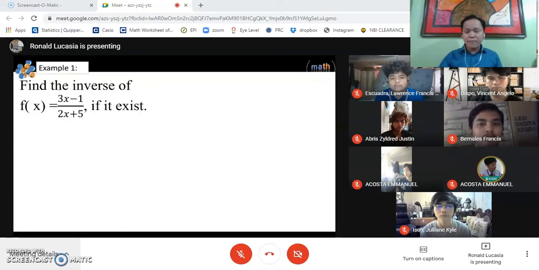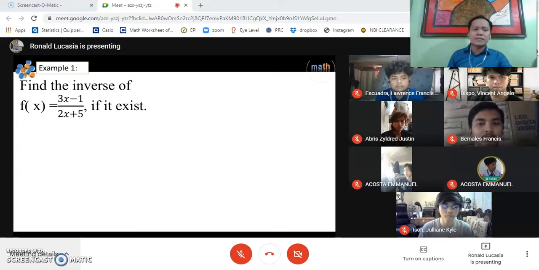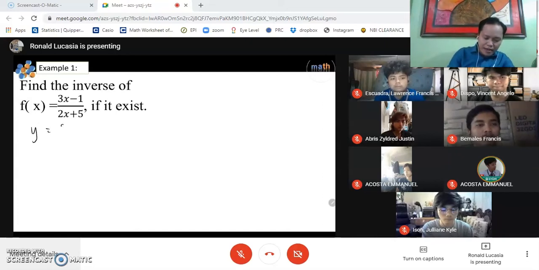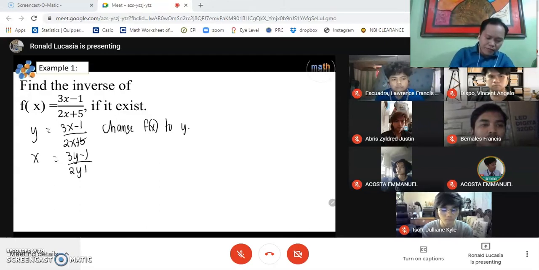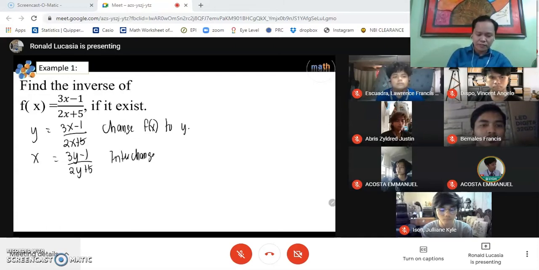Okay? So let's apply that definition and the steps of finding the inverse in example number 1. The first step is to change f of x to y. So that's 3x minus 1 over 2x plus 5. So change f of x to y. Then interchange the positions of x and y. So interchange x and y. Then solve for y in terms of x.